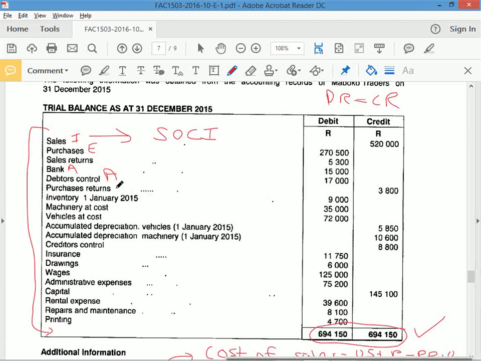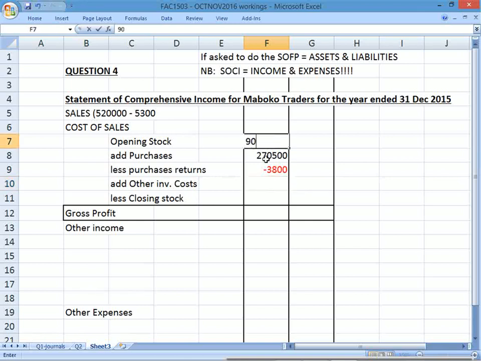Okay, what is inventory 1st of January 2015? Inventory is an asset, but do I need this asset? Yes, because this relates to the periodic system. The periodic system uses opening and closing stock. So this is something I would highlight, underline, circle. It's important because that gives me the opening stock. Opening stock, 9,000. That goes over here. There's the 9,000. Make sense?